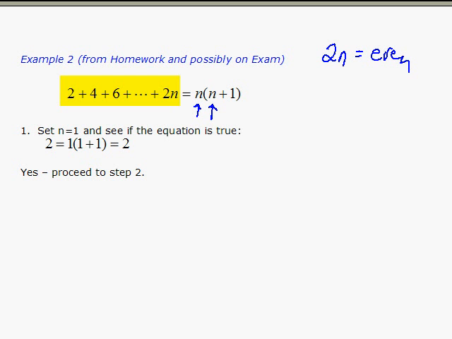First, we set n equal to 1. Remember, in the first step, you pick the first term here. Don't let that fool you. Pick the first term here, and here's your 2. On this side, I have to substitute 1 for the n's. So when I substitute the ones in and work it out, 2 equals 2. And yes, this is true, and I can proceed to step 2. Step 2 is a tricky step.